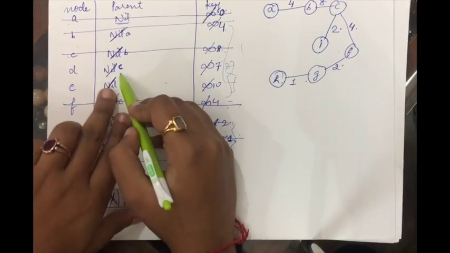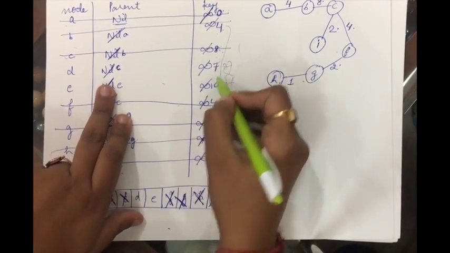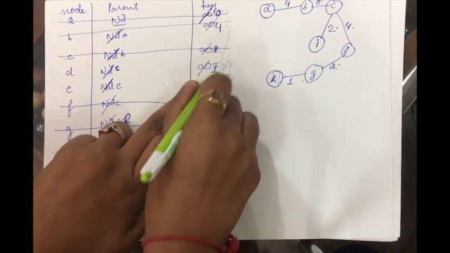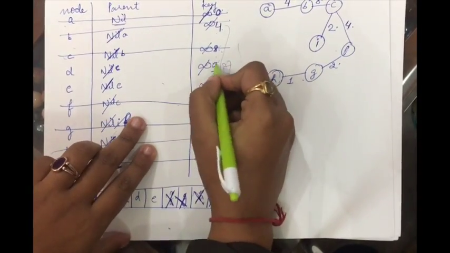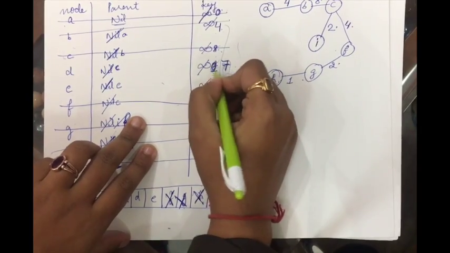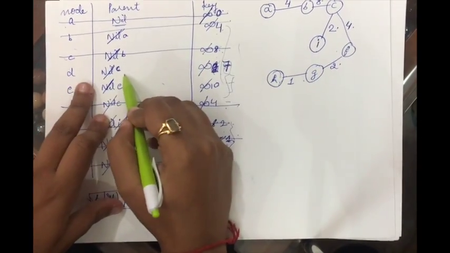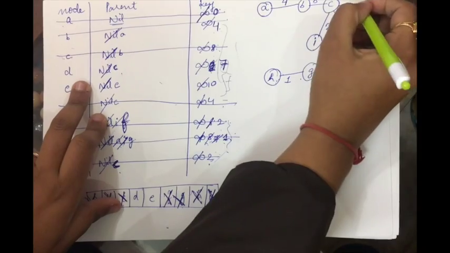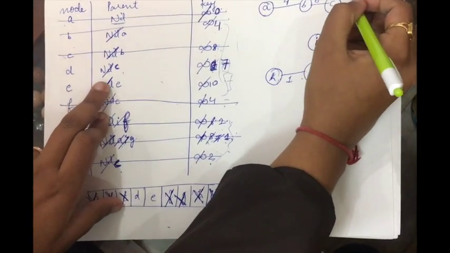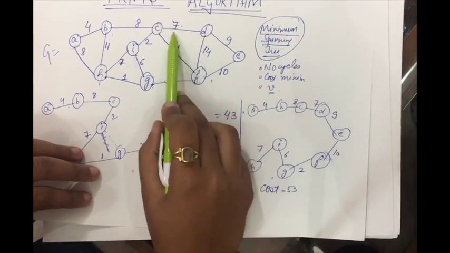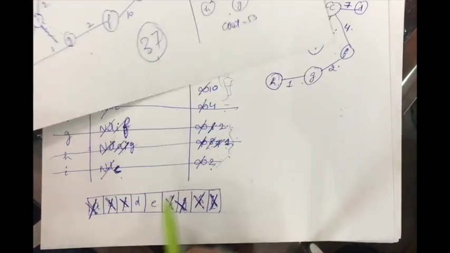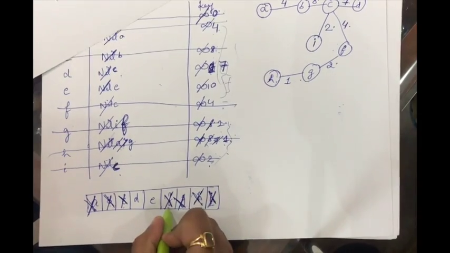I'll start with D. Why? Because D has a lesser key value or cost with it. This is 7. Okay. So D has a parent C, so I constructed it with a cost of 7. Now D went to C, F and E. C and F are already gone. Okay, so only E is left.